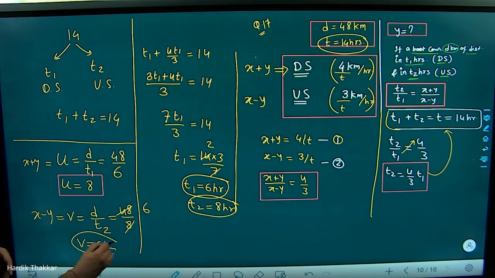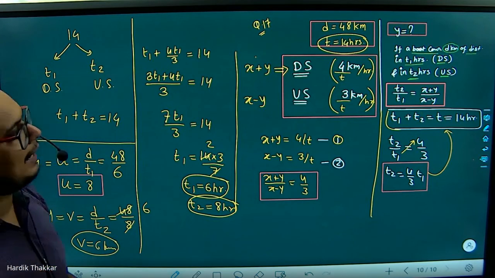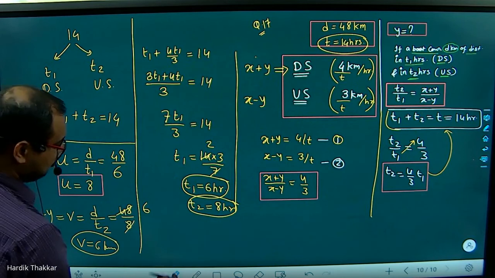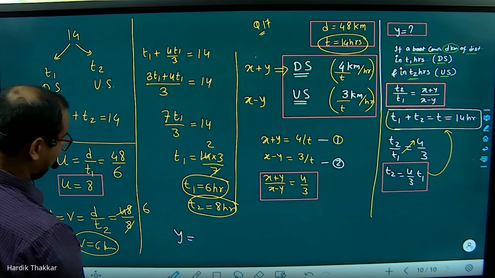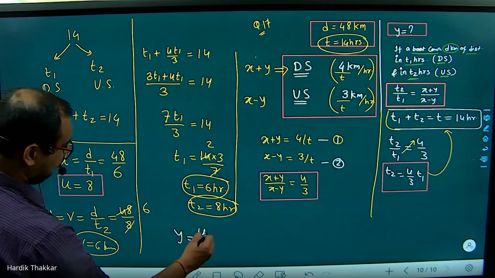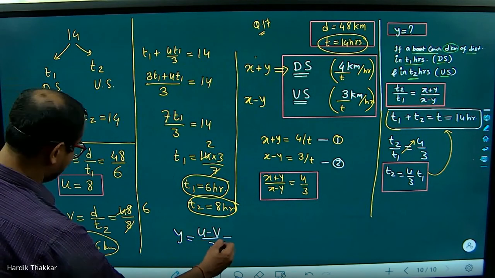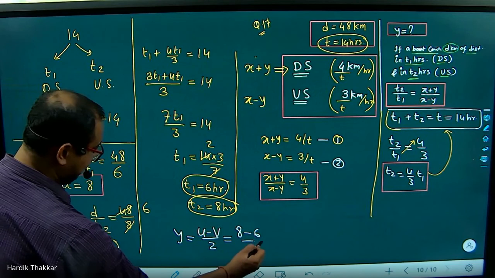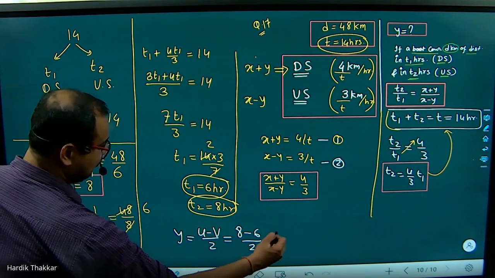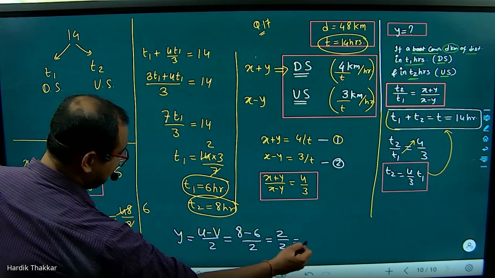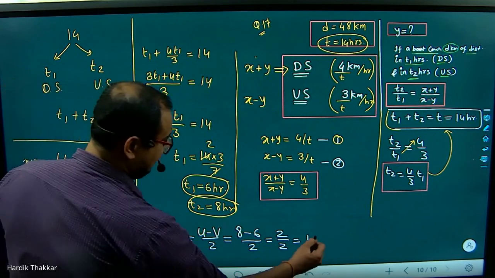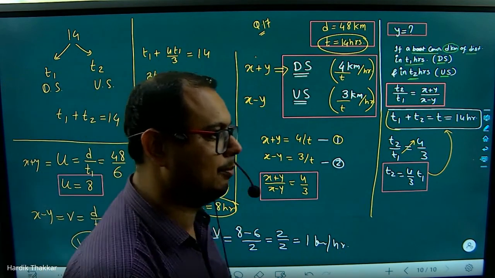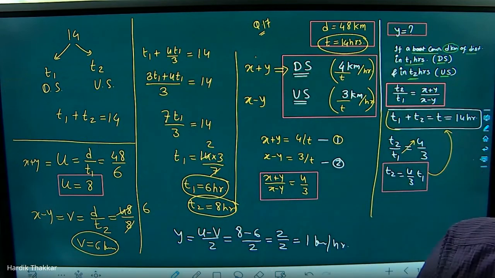Correct? Now the required speed is the speed of the stream, that is y. So how do we calculate y? y is equal to (u minus v) by 2. So just put the values of u and v, that is (8 minus 6) by 2, that is 2 by 2, that is equal to 1 kilometer per hour. So this is the required speed of the stream. Clear?